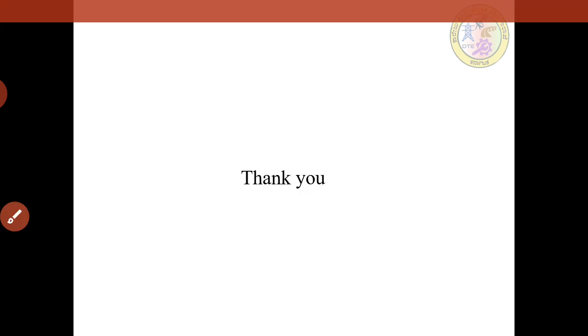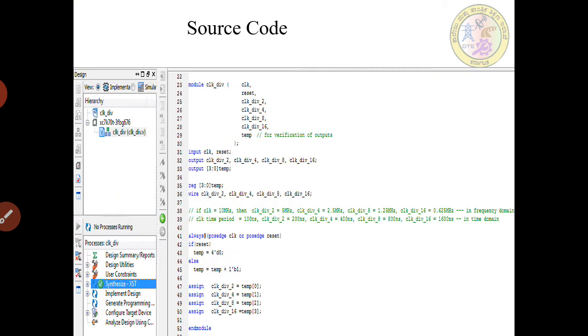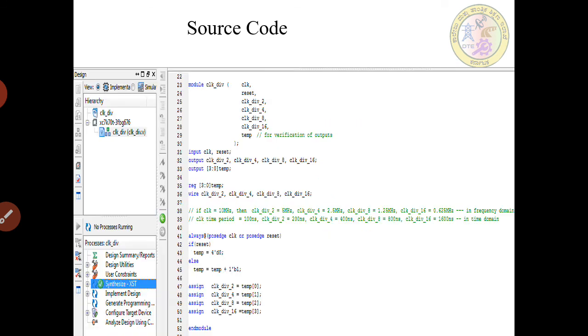Okay, so this is experiment 6. Write Verilog code for a counter and divide the input clock frequency.